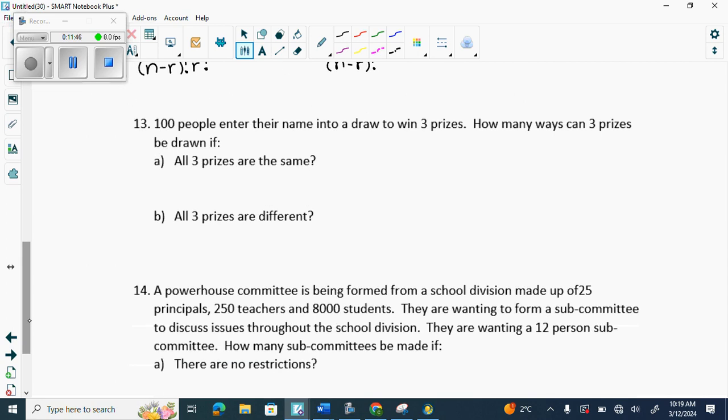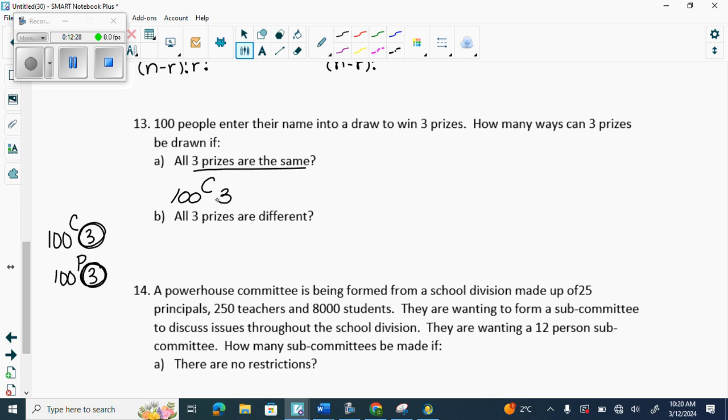Okay, all 3 prizes are the same. Does being picked first, second, or third change your outcome? No. So I know that this would be either 100C3 or 100P3. I know those are my options. We agree? It's this number at the back that really matters, if it's a P or a C. I say, okay, if the prizes are all the same, does it matter if I picked first, second, or third? Is it going to change my outcome? No. So which one would it be? The C, because order doesn't matter.